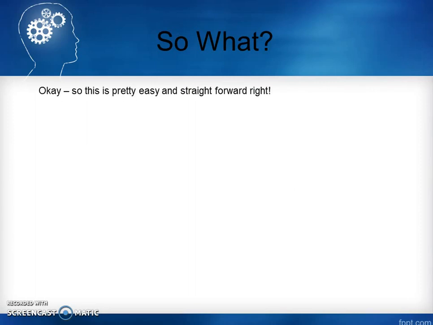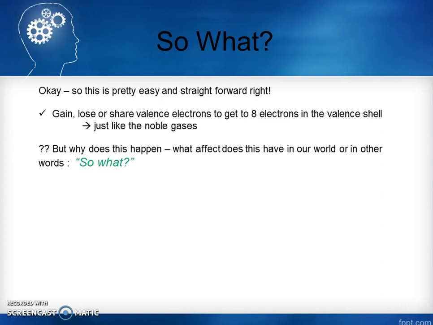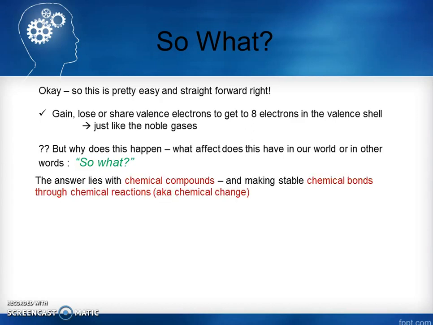Okay, so this is all pretty easy, right? It's pretty straightforward. You either lose or gain to get 8. But why does this happen? What effect does this have in our world? Or in other words, so what? What's the point of all this? Well, the answer lies with chemical compounds and making stable chemical bonds through chemical reactions.